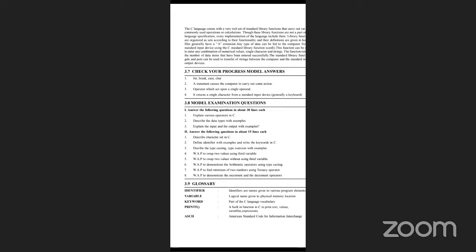These are the questions below. Explain various operators in C: plus, minus, symbols, all you can write, less than, greater than. Describe the data types with examples. Explain the input and output with examples. Describe the character set in C. Define identifiers with examples, and keywords in C. Describe type casting and type conversion with examples. Swap 2 values using a variable. Swap 2 values without using a variable. So learn these and answer the questions.